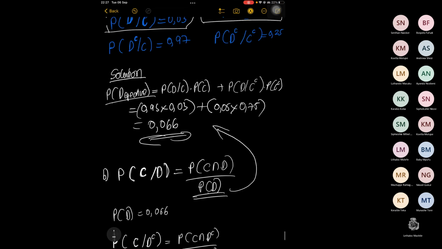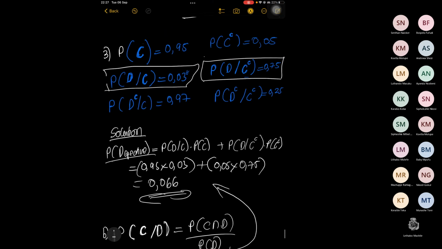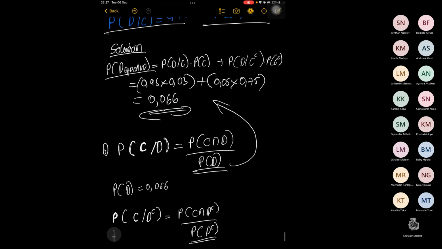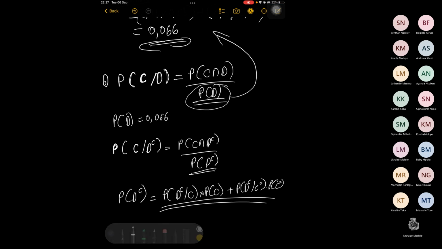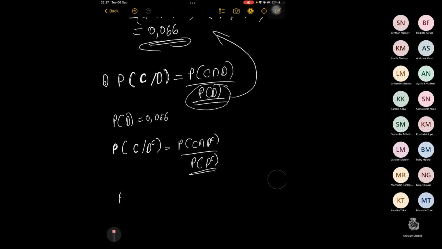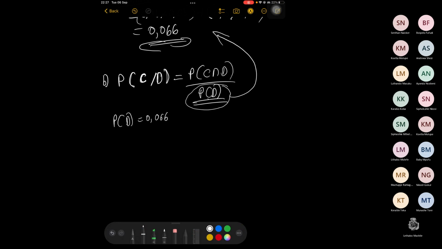So defective complement can be calculated as, because we know that defective complement can either come from here or come from there. So it can be probability of defective complement given C times probability of C plus probability of defective complement given C complement times probability of C complement. It's actually the same thing, but you just have to keep note of what exactly will be required of you to compute on the denominator. I hope it makes sense. So probability of D, we already have it as 0.066.